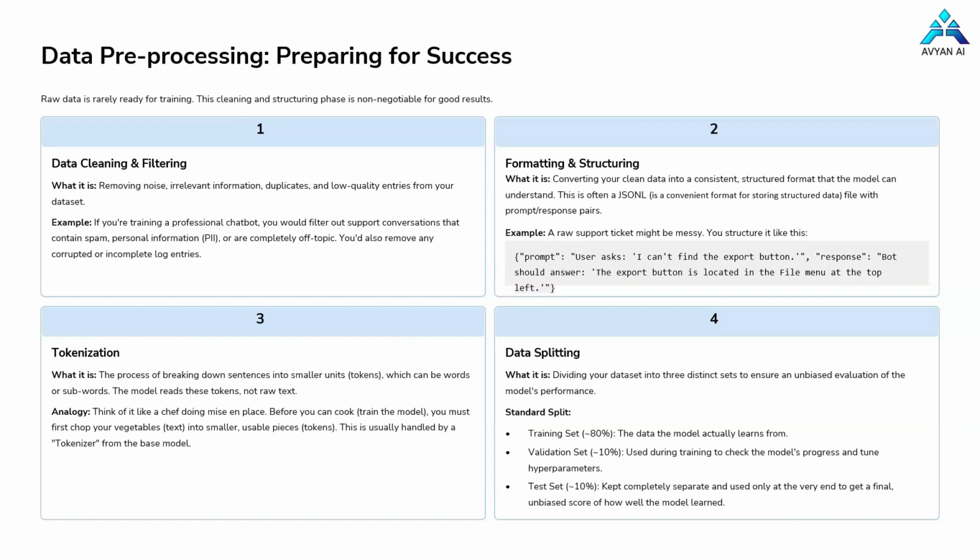Then tokenization, which most of us know what that is. Then data splitting. As in a typical machine learning model, you also have to do the training set and validation set. So you have to split the data that you have into a training set, then a validation set, which you can use to check the training progress. Then the test set. Once everything is done, you can use the test set to validate your model output.